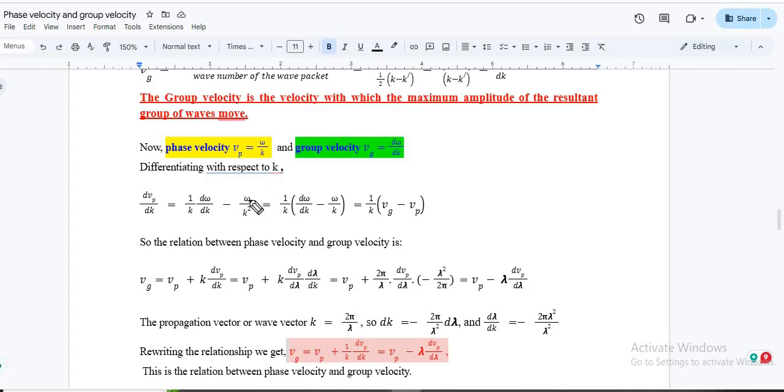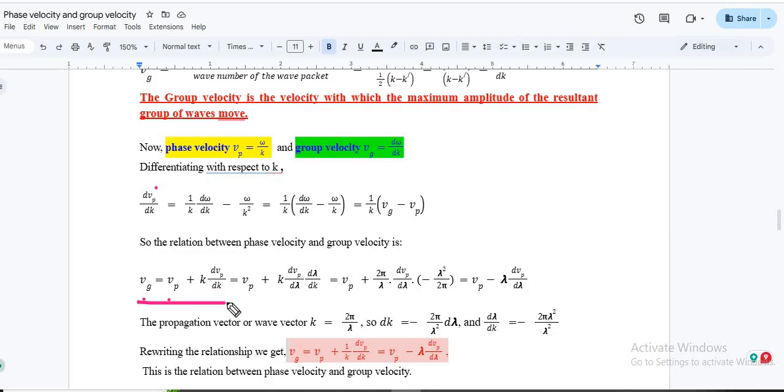Now we differentiate with omega taken as constant, differentiating over k, so it's minus 1 by k square. Taking 1 by k common and simplifying, this is 1 by k times d omega dk minus omega by k. We know that d omega dk is Vg, and omega by k is also known to us, this is Vp. Now just rearranging, I'm representing the thing in terms of Vg. So Vg is given as Vp plus k into dVp dk.